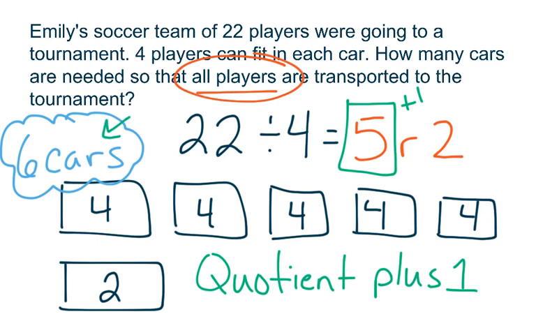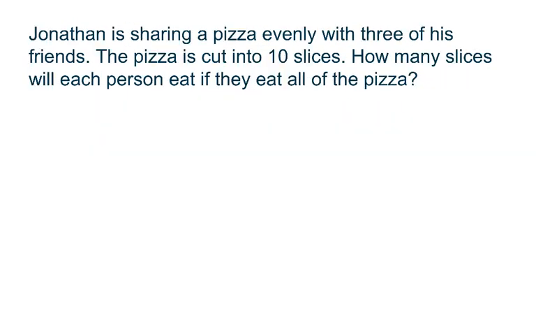That's how we got our answer of 6 cars are needed to transport everybody to the tournament. That's a quotient plus 1 problem, when we need to make sure that everybody can get somewhere, or all of the items can get transported from one place to another. We need to add 1 to the quotient to make sure that nothing is left out. Let's take a look at another problem.